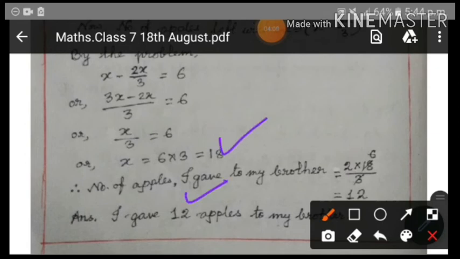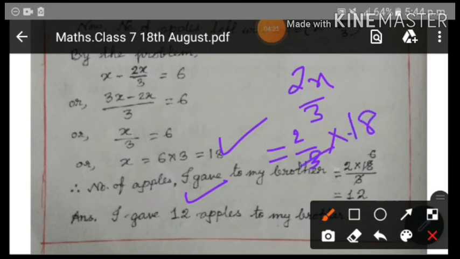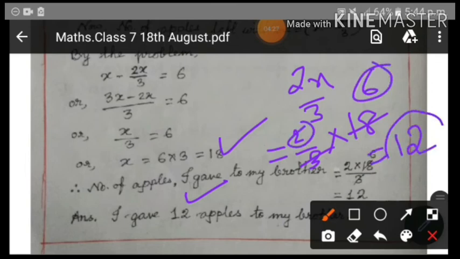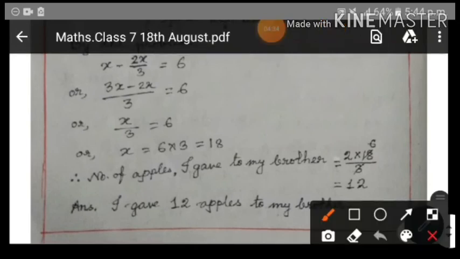I have 18 apples and what I gave to my brother is 2x by 3. So in this case I will put the value of x. So 2 by 3 into 18. Now you cancel with 3, you will get 3 sixes are 18, and 6 into 2 gives you 12. So this is the number of apples which I have given to my brother. So initially I have 18 apples and I gave 12 apples to my brother. This will be the answer.